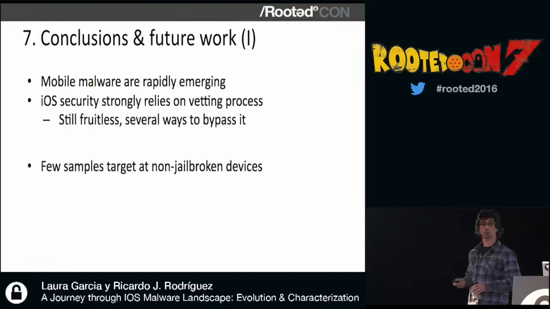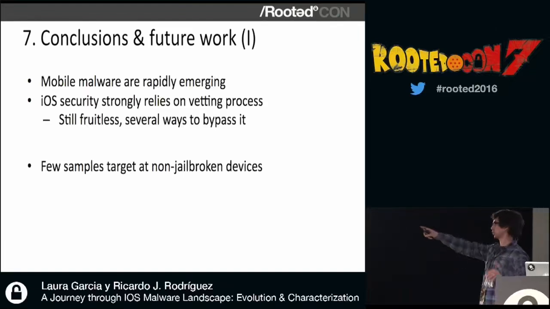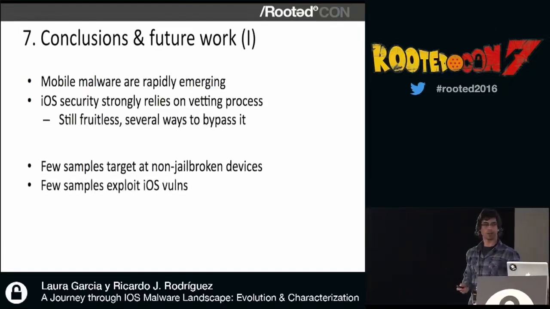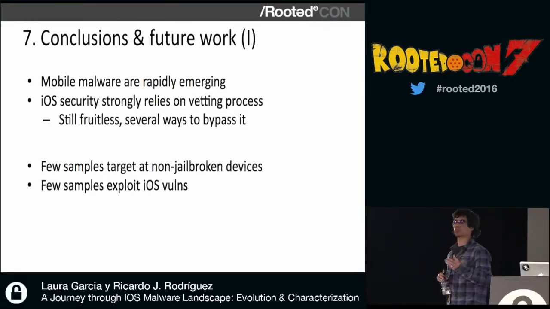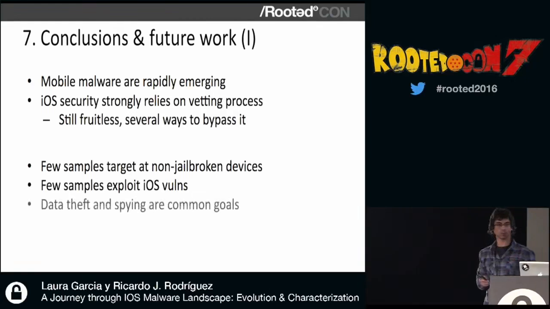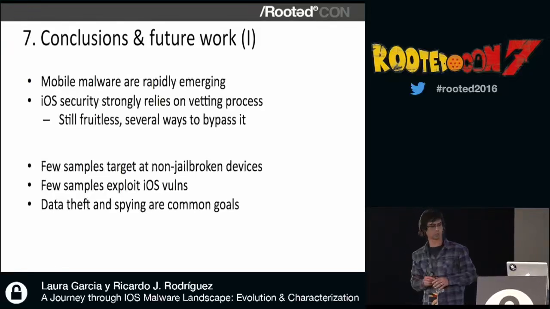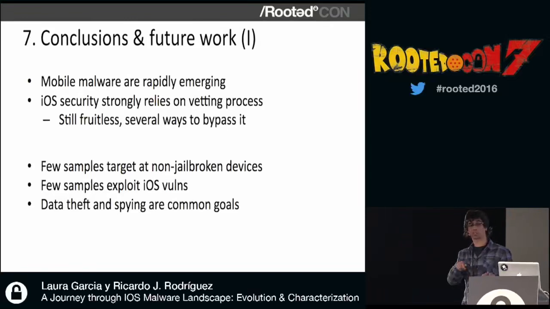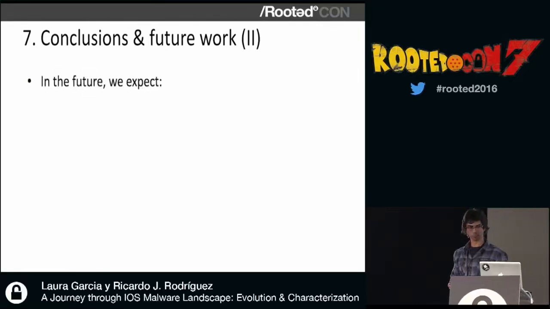So, as general conclusions, very few samples have been identified for non-jailbroken devices. So congratulations to all of you except you. There's very few samples that actually exploit vulnerabilities in iOS. Less than 0.2%, as Laura said. Very limited amount. That we know of, of course. And in general, data theft and spying are the most common goals for criminals. Obviously, we have fewer samples, so we might have a bias in our conclusions.